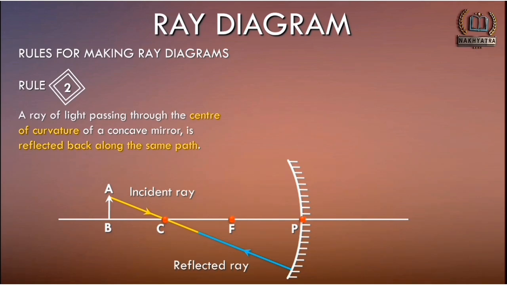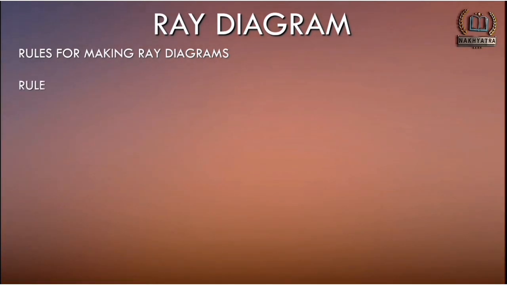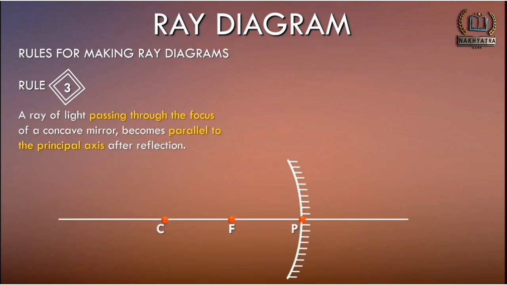So rule number 2 says that when an incident ray passes through the center of curvature, it is reflected back along the same path. Okay? Now see rule number 3. A ray of light passing through the focus of a concave mirror becomes parallel to the principal axis after reflection.